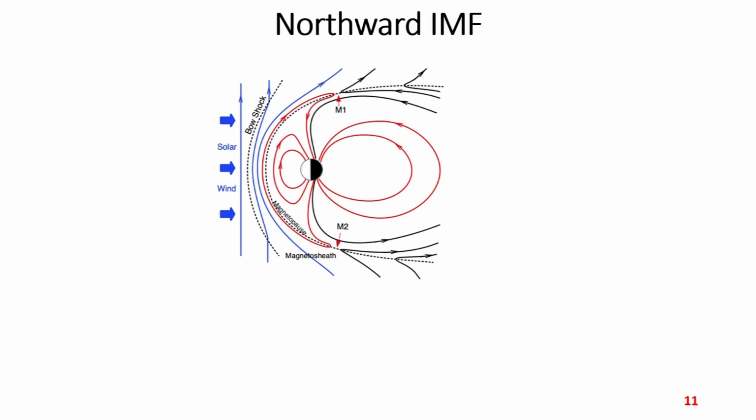If you see this northward IMF, both the magnetic fields have the same direction. The IMF and the Earth's intrinsic magnetic field are in the same direction. So here the magnetic reconnection is not happening, but it is happening at this region. You can see these two points, M1 and M2. Because of this reconnection, the charge will be accelerated and will move towards the polar cap.